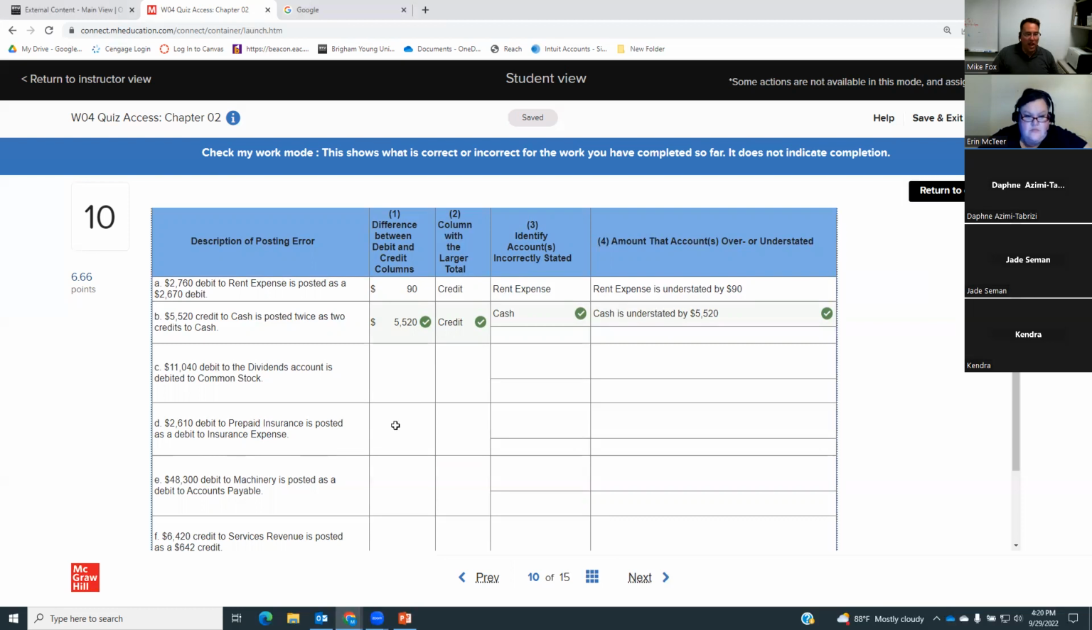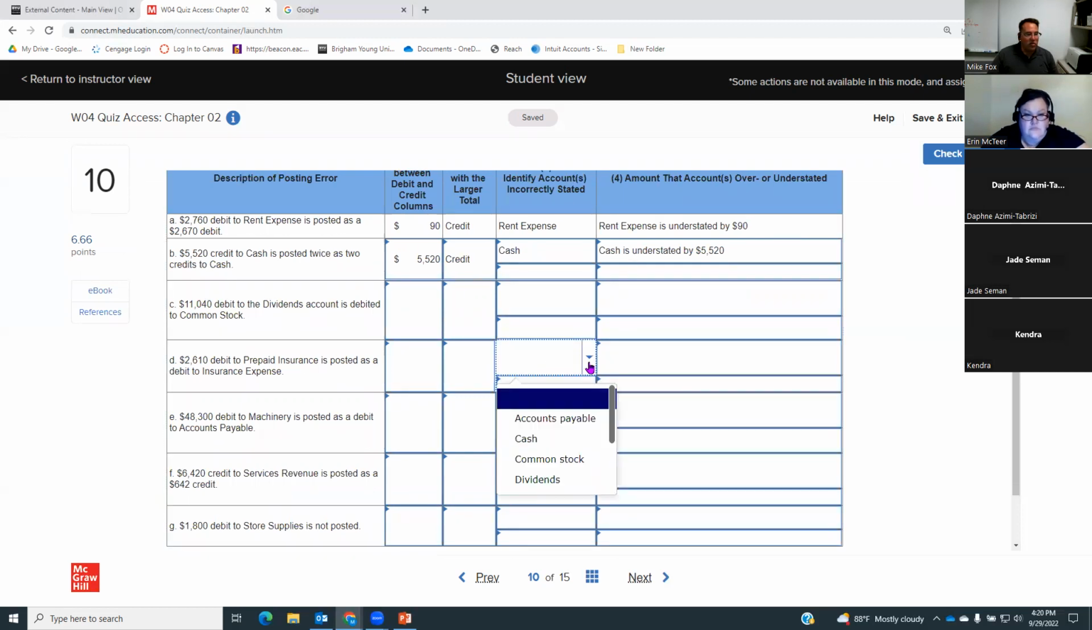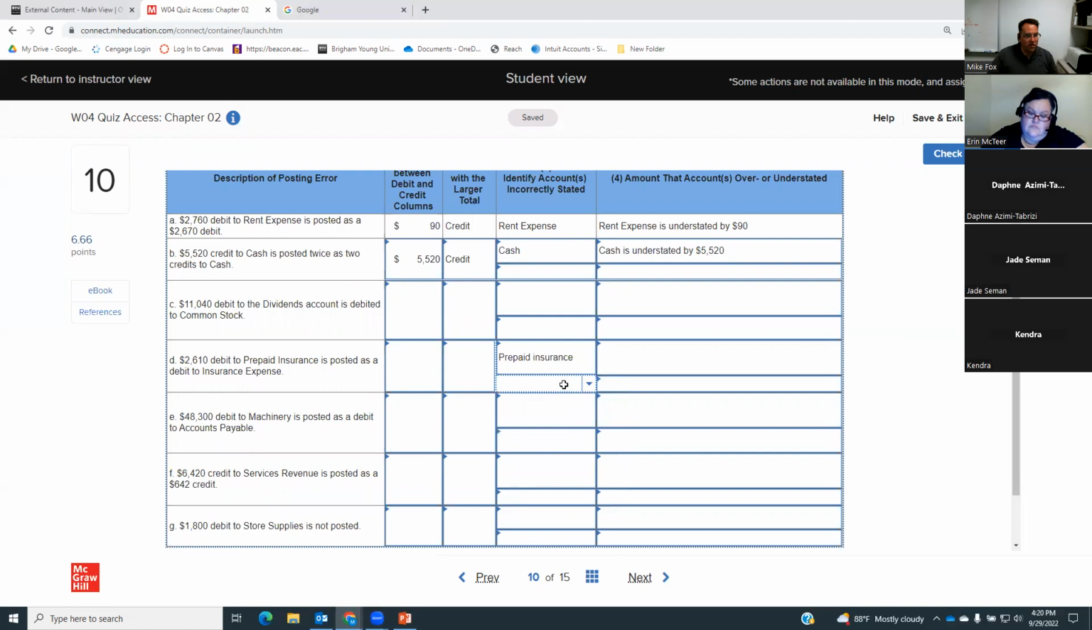So that will lead to not having any difference between the two columns, right? We meant to do a debit and we did do a debit. So if we don't have any difference in the columns, then we also won't have a column with a larger total. So then we have to identify the account incorrectly stated. And in this case, oh, I have to return to the question. Why won't it let me click? Okay. So in this case, I would say my prepaid insurance account is going to be off, and my insurance expense account is going to be off.